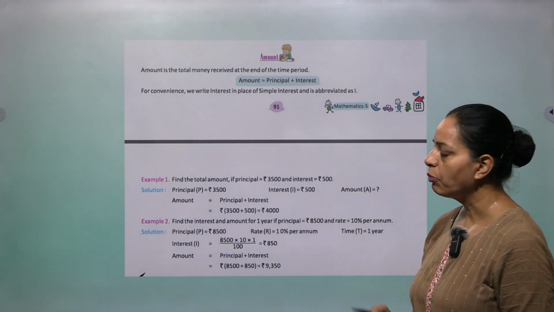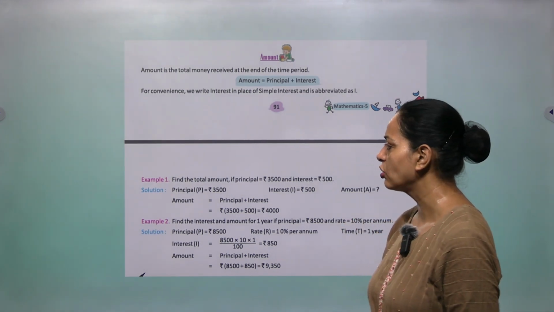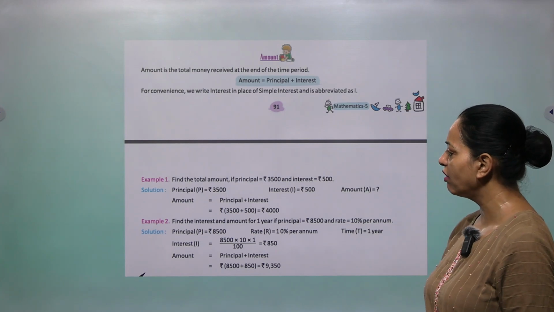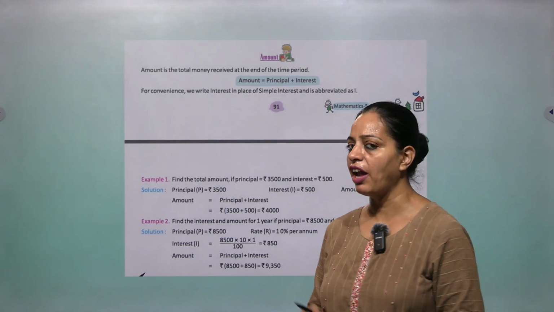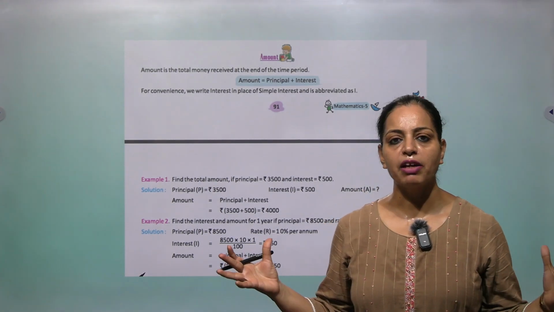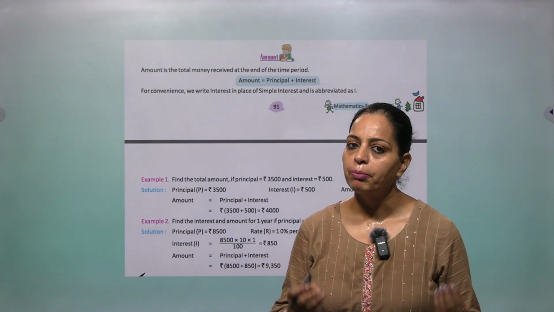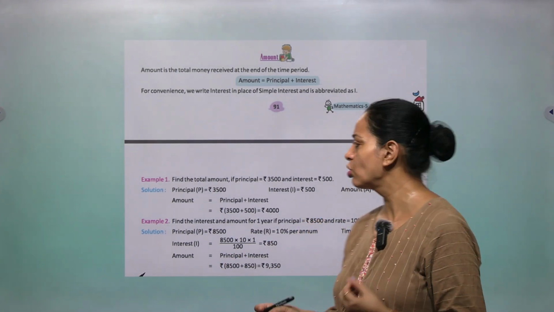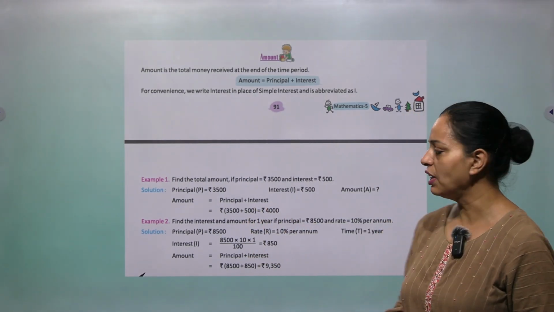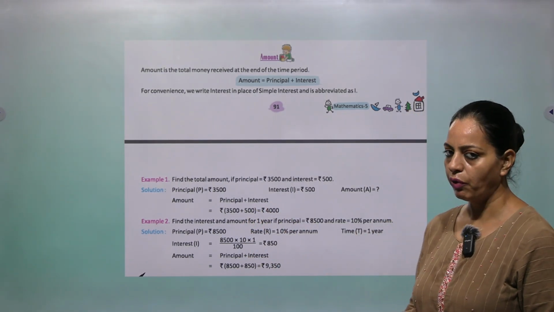Now see one more example over here. Find the total amount if principal is rupees 3500 and interest is rupees 500. Now we have principal, and we have interest also. How can we find amount? Amount is the sum of principal and interest. So amount is 3500 plus 500, that is rupees 4000, right?